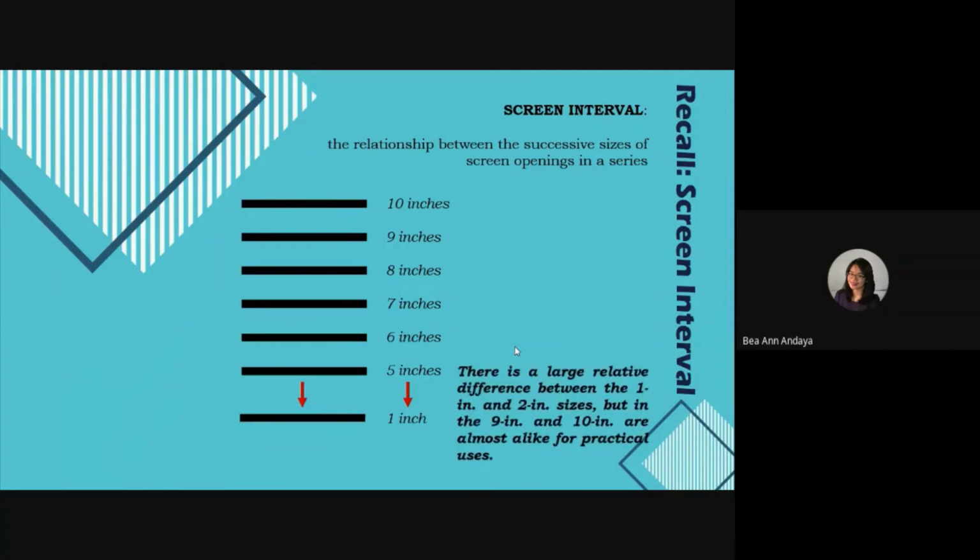So, as you can see, pwede naman. This one is possible, however, it is not commonly used because there is a large relative difference between the 1 inch and 2 inch sizes. Kumbaga, kapag nag-screen ka ng mga materials doon sa may openings na 2 inches and then 1 inch, sobrang laki ng difference. But if you're gonna take a look at the 9 inch and 10 inch screen openings, they are almost alike. But this one is just used for practical uses.